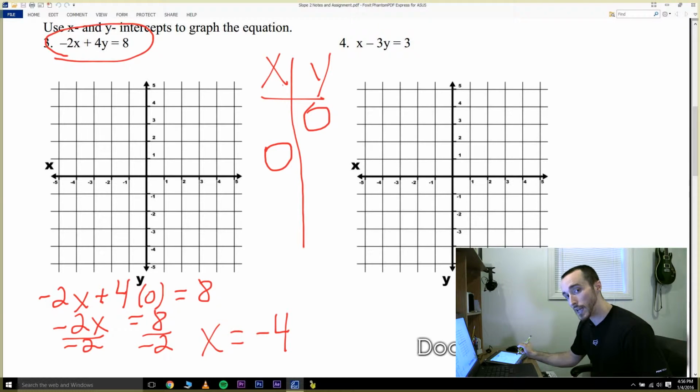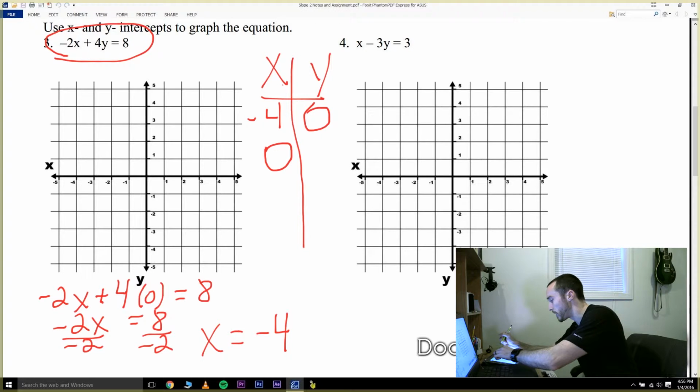I'm going to update that in my table. When I plugged in a 0 for y, I got a negative 4 for x. So that's our x-intercept. Let's go ahead and throw it on the graph here. Go ahead and make a dot at negative 4, 0. That would be right there.